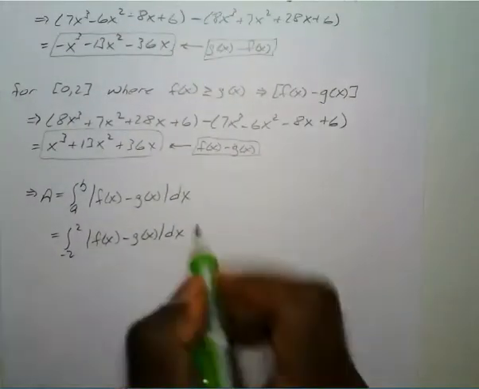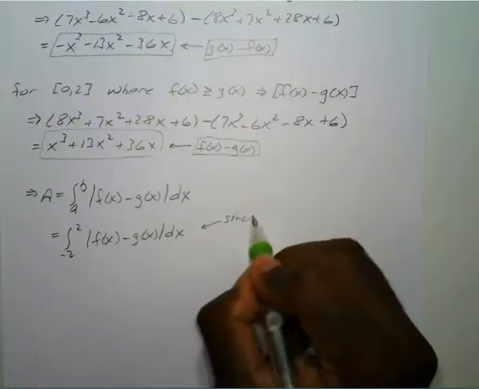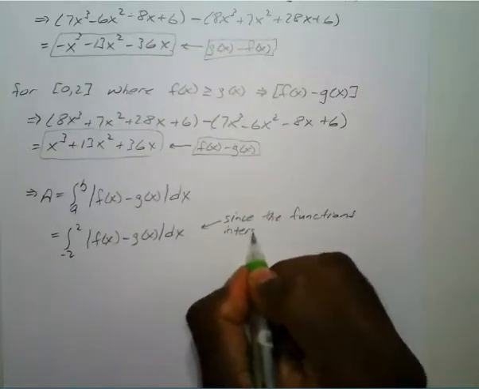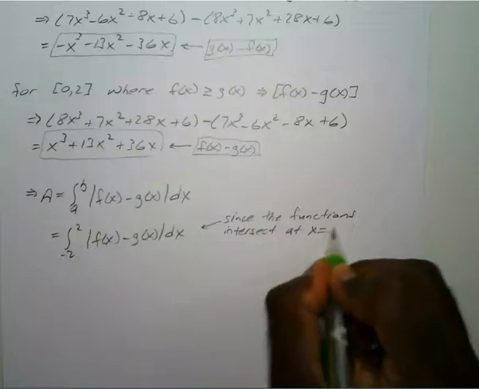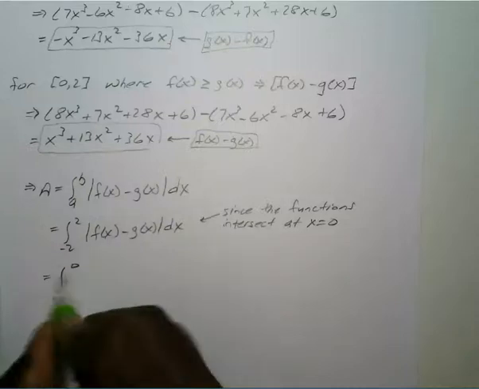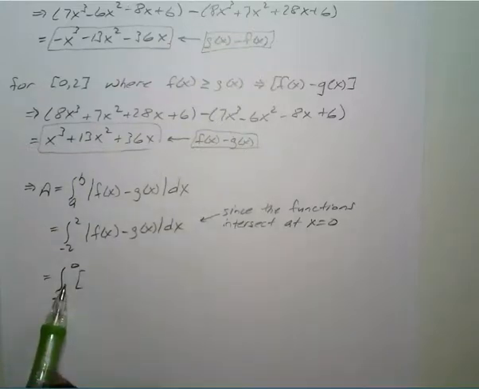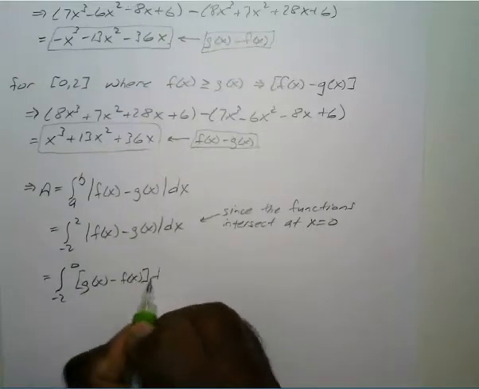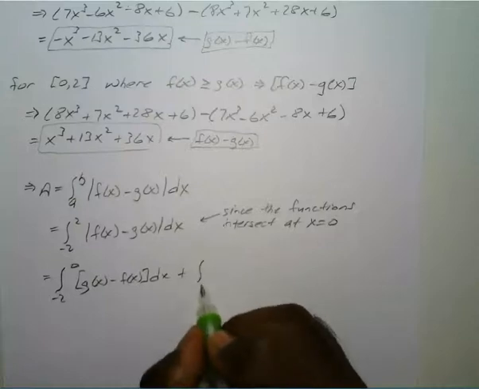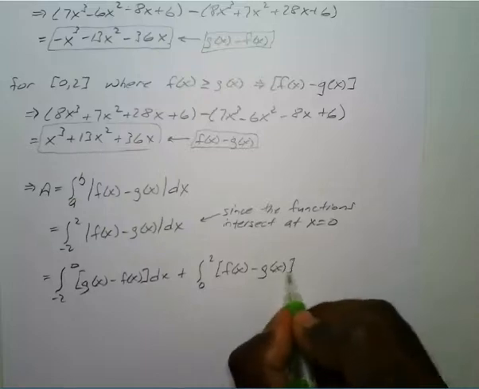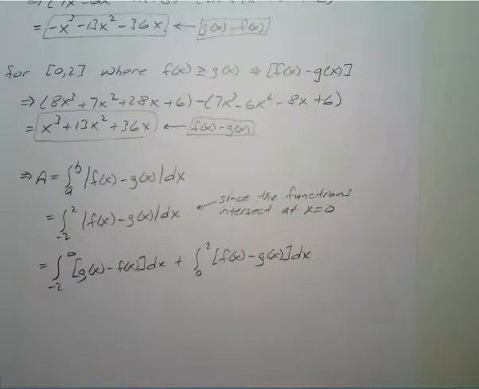Okay. And again, since the functions intersect at x equals 0, this becomes the integral from -2 to 0. We know on that one g of x is bigger than f of x, so it's g of x minus f of x with respect to x, plus the integral from 0 to 2, where f of x is bigger than g of x. And once again, we did our g of x minus f of x ahead of time.